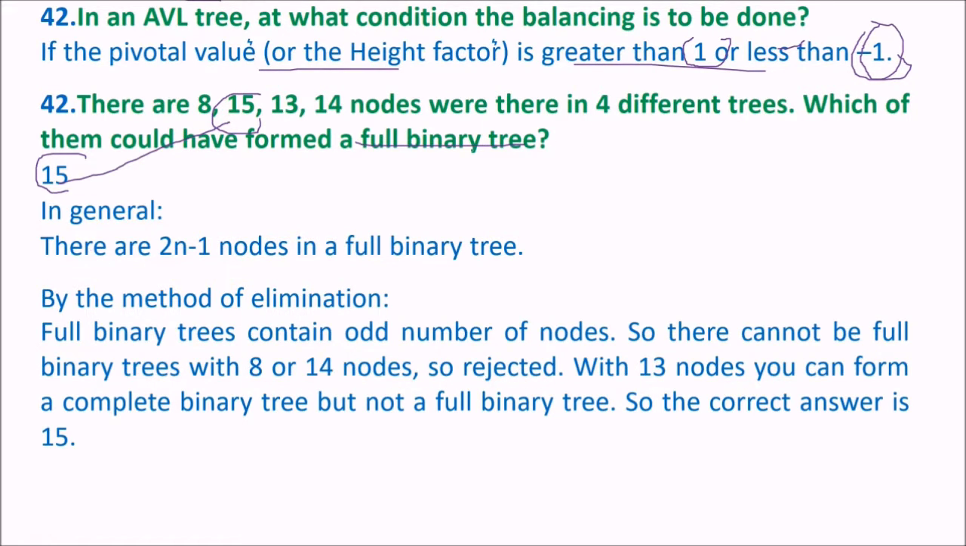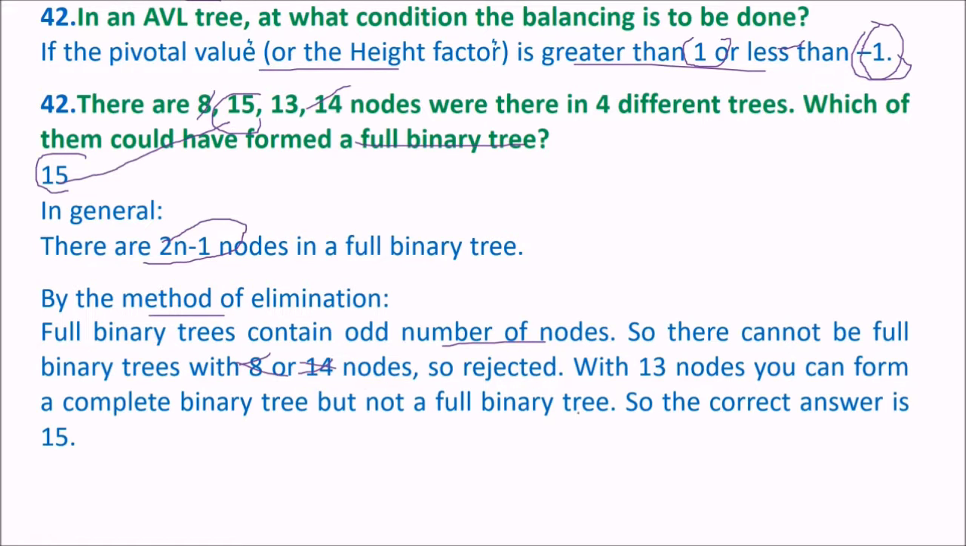We'll solve it mathematically. There are 2n-1 nodes in a full binary tree. So let us see by the method of elimination. A full binary tree contains an odd number of nodes. So there cannot be a full binary tree with either 8 or 14 nodes. So we cannot have 8 or 14 here.